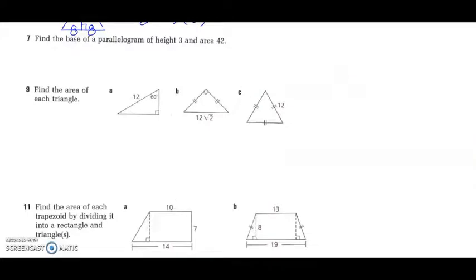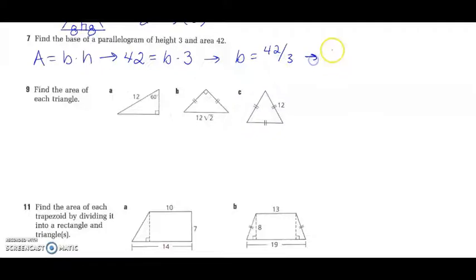Find the base of a parallelogram whose height is 3 and area is 42. So if the area is equal to the base times the height, then the area, 42, is equal to the base times the height of 3, which means in order to find the base, we take 42 divided by 3, which means the base is 14.